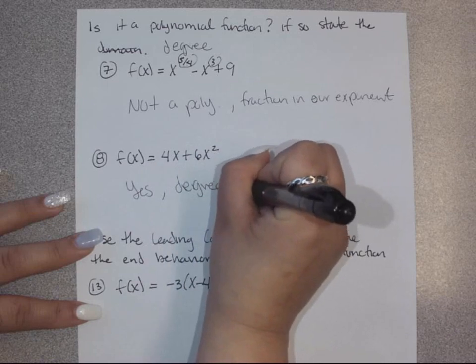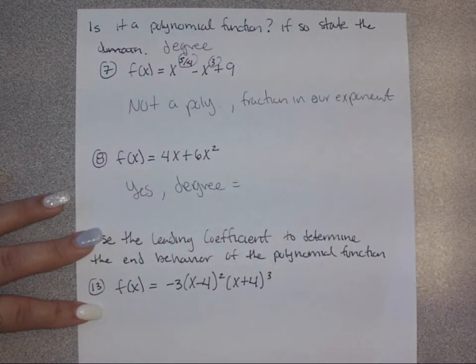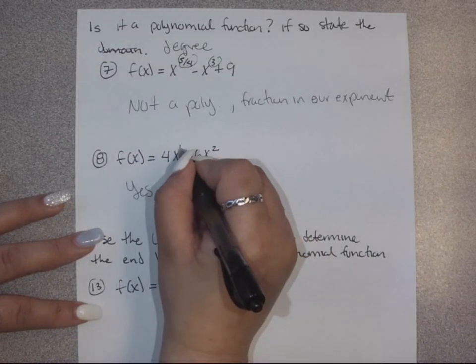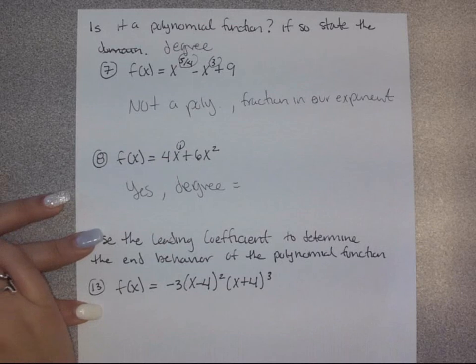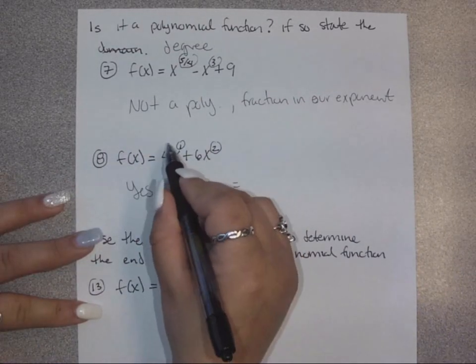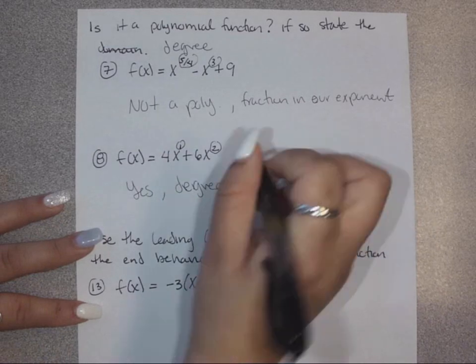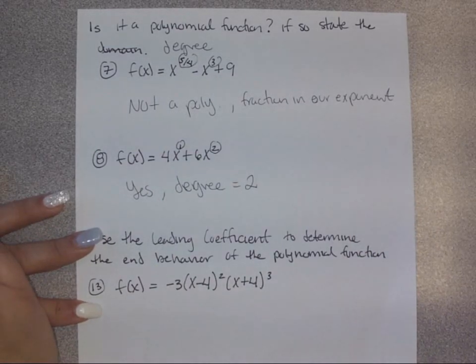And remember, to find the degree of the polynomial, the degree is the highest power of your polynomial. So if you look at here, there's no number there, but it's understood to be a 1. So the degree here is 1, and the degree here is a 2. So you take the highest exponent is 2, so this is a polynomial of degree 2.